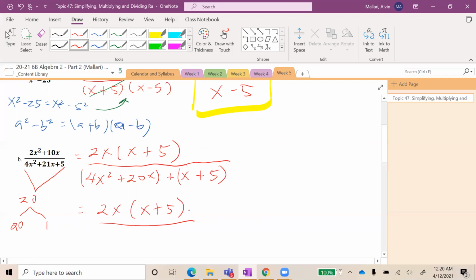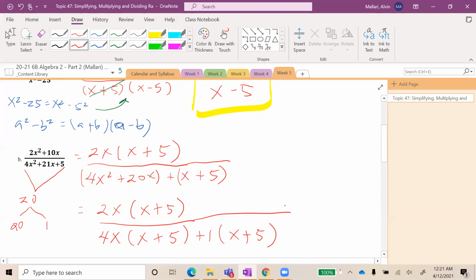Okay, so we need to find the greatest common factor of 4x squared plus 20x. That would then be 4x. And then we divide 4x squared by 4x. That will be equal to x. And then 20x divided by 4x will get 5. So let's check. 4x times x would be equal to 4x squared, and then 4x times 5 will be equal to 20x. Now, the x plus 5 is already prime, so the only factor that it has would be positive 1.